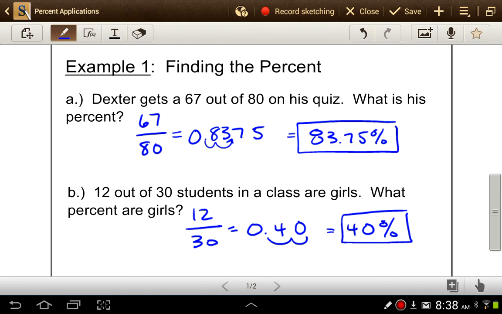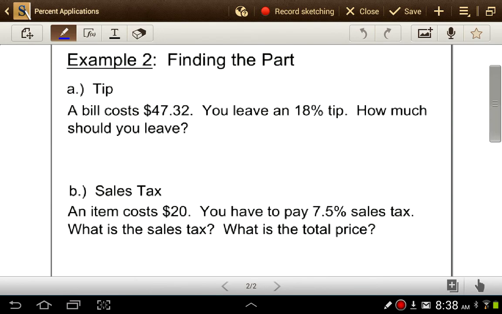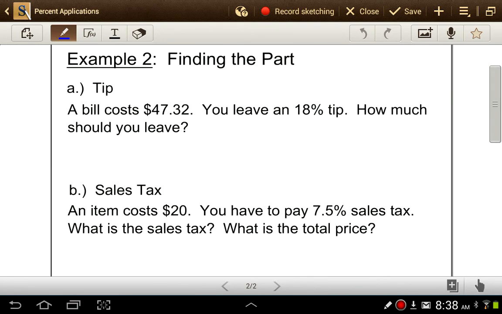If you need to pause, go ahead. Otherwise, I'll be moving on. All right, in my next example, finding the part. We have 4 examples of where we can find the part. In the first one, we're going to talk about tip.